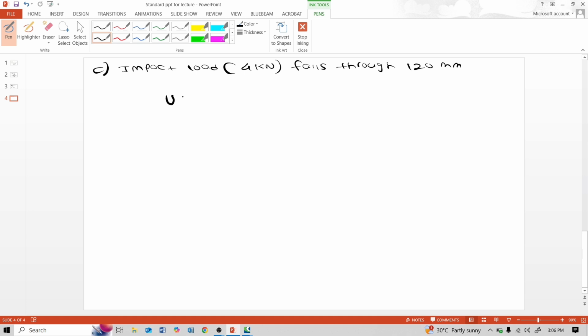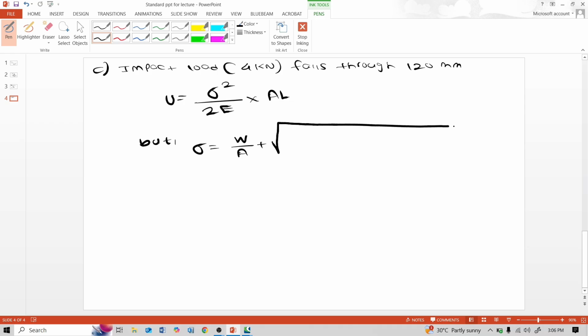Impact load strain energy is also denoted as U, stress square upon 2 into modulus of elasticity into area into length. But stress for impact load is different. Stress is W by A plus square root of W by A square plus 2 modulus of elasticity, load and fallen height, that means this 120 mm is this small edge.